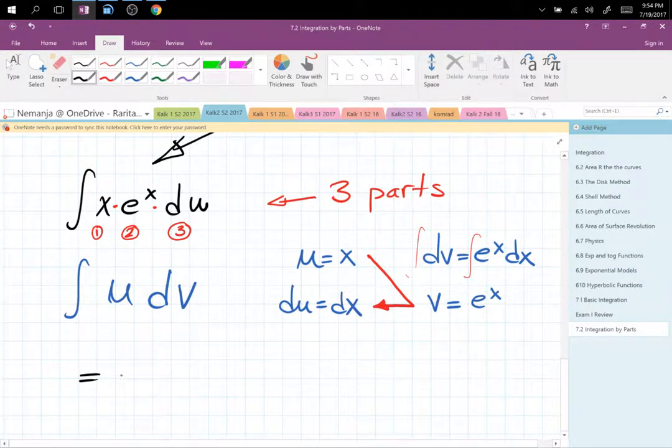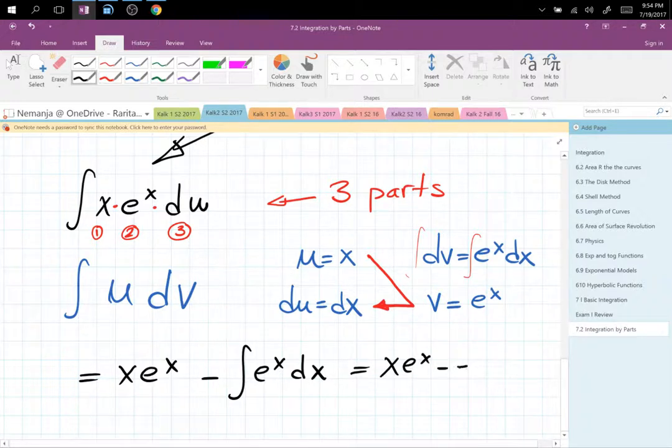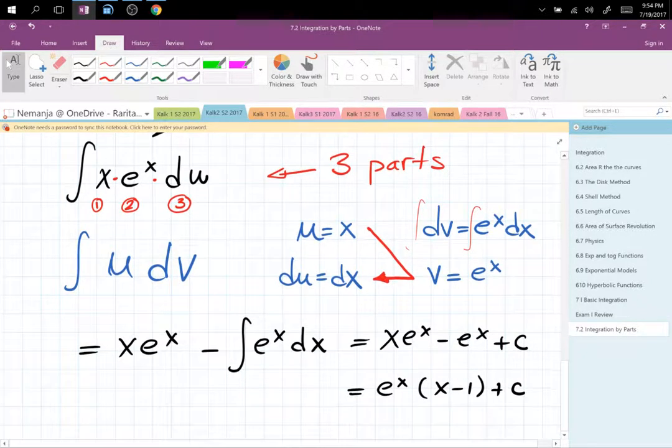Because the formula says uv, which is x e to the x, minus the integral of v du. You see what it transformed into? It transformed into a basic integral, which I can do, and then we put plus c. Don't forget to factor out e to the x at the end, because we like factored form. So here is the complete introductory problem that outlines the method.